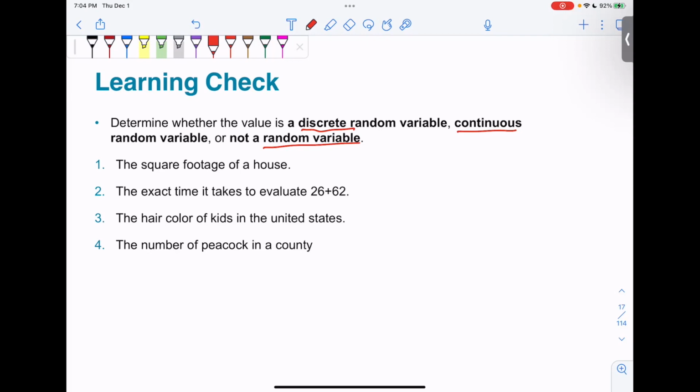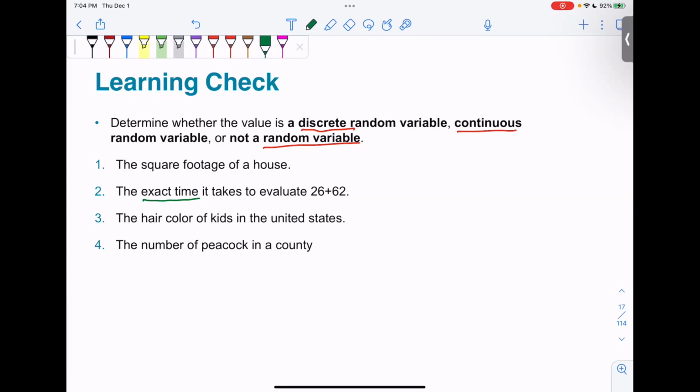So go back and check what the variable is. Don't look at the numbers, they are just there to trick you. The variable is time, right? And time, can you count it or can you measure it? Yes, you measure it, so it will be continuous, right?